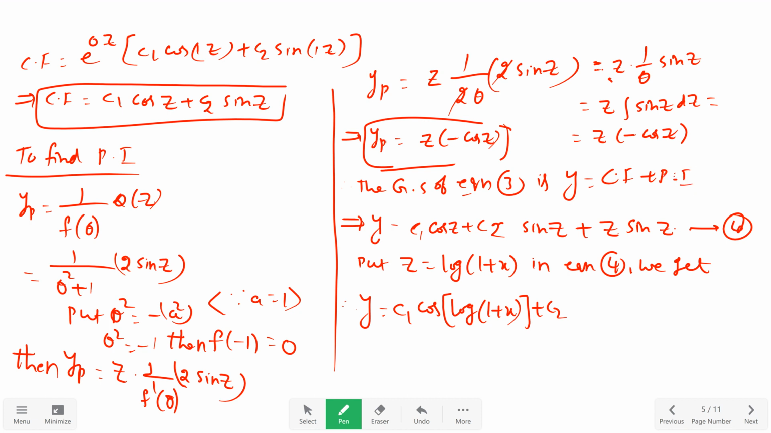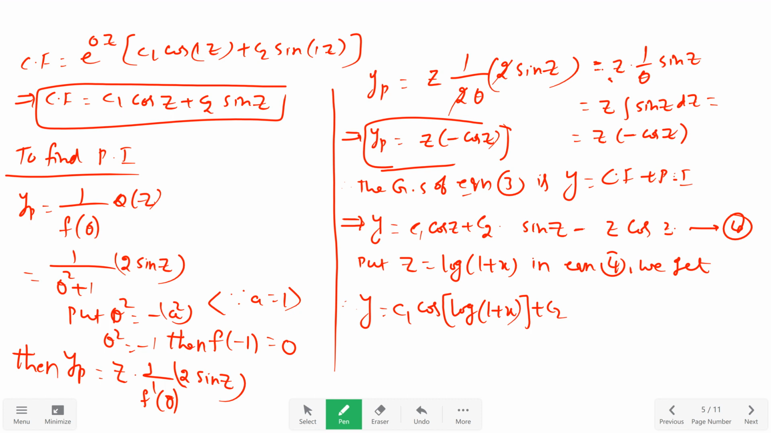So the general solution of equation 3 is y is equal to CF plus PI. Substitute the complementary function value, y is equal to c1 cos z plus c2 into sin z, plus the PI value, z into minus cos z, that means minus z into cos z. So this is equation 4. Equation 4 represents the general solution of equation 3. Now we want the general solution of equation 1. Take the substitution z is equal to log of 1 plus x in equation 4, which gives the general solution of equation 1.